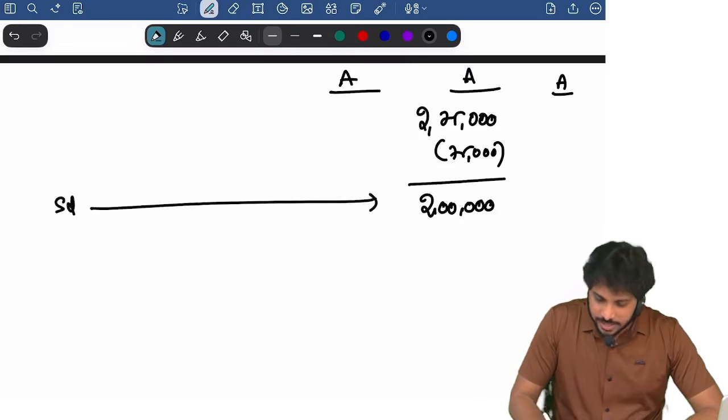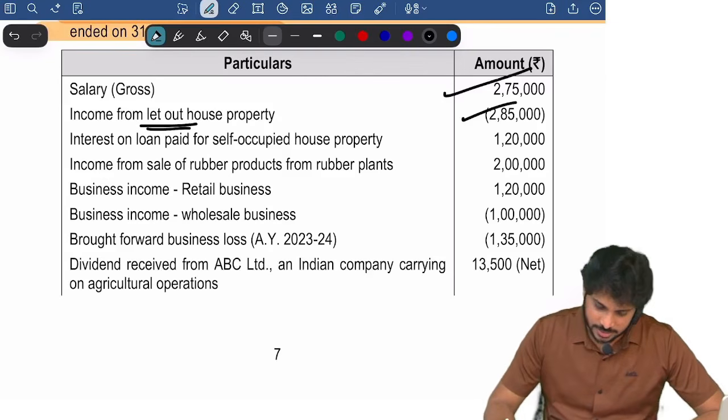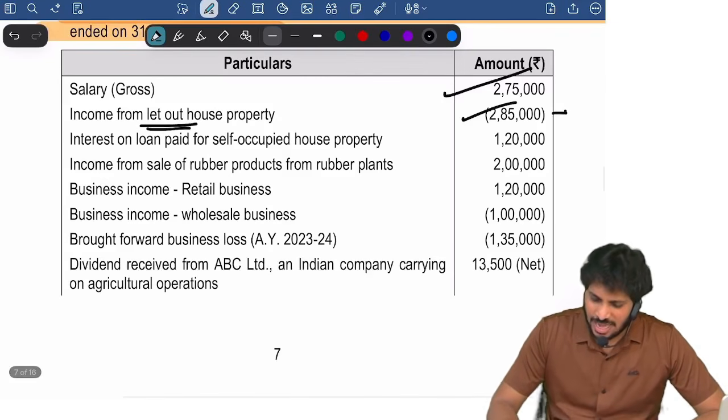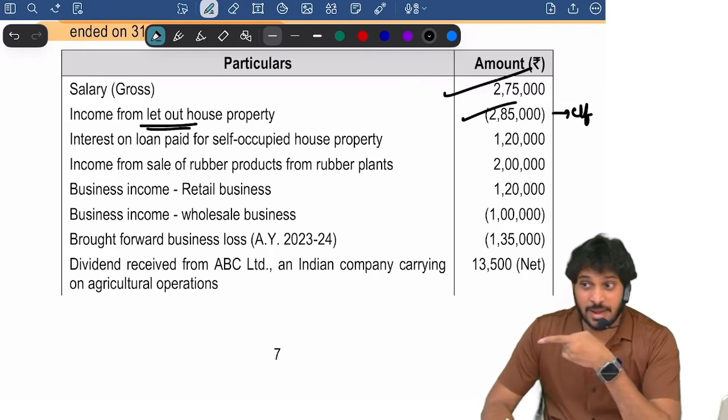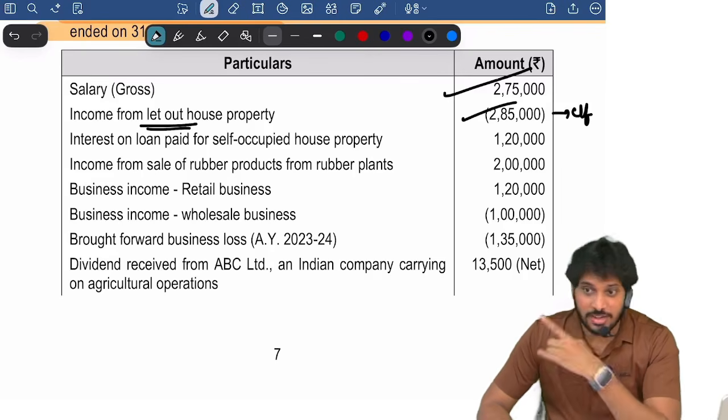Only Kiran's income they're asking, right? Not the entire family income. Income from let out, I will only carry forward. In fact, they might have given a reason not to carry forward. That is also wrong. Did they give that reason? Okay, fine. We'll see the answer later.